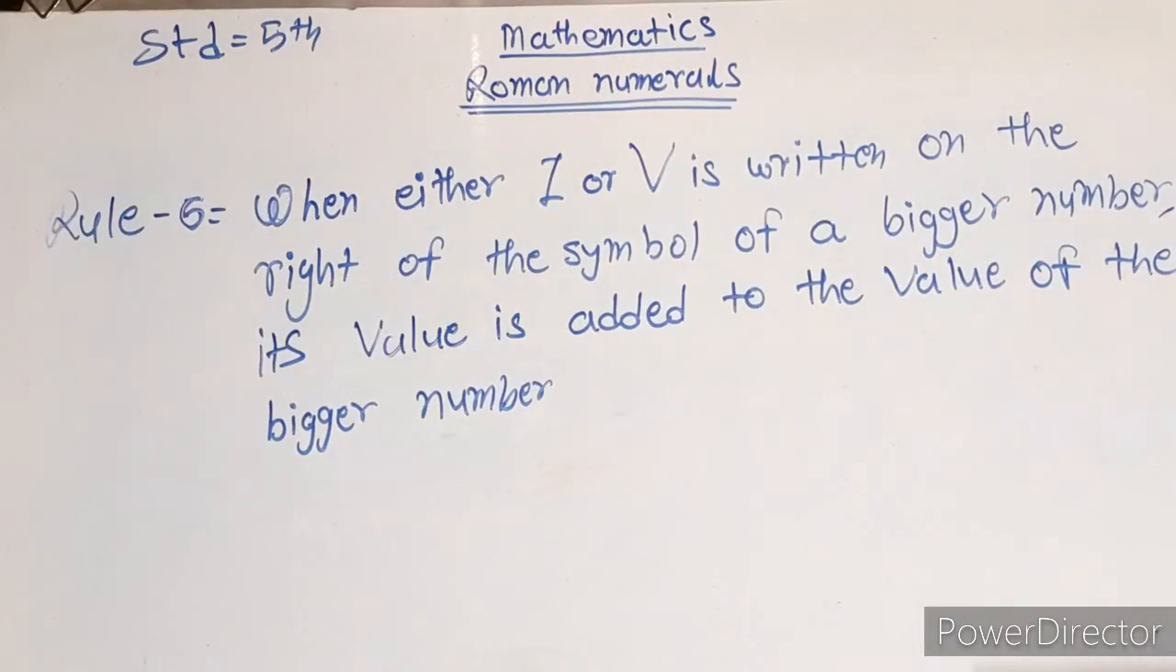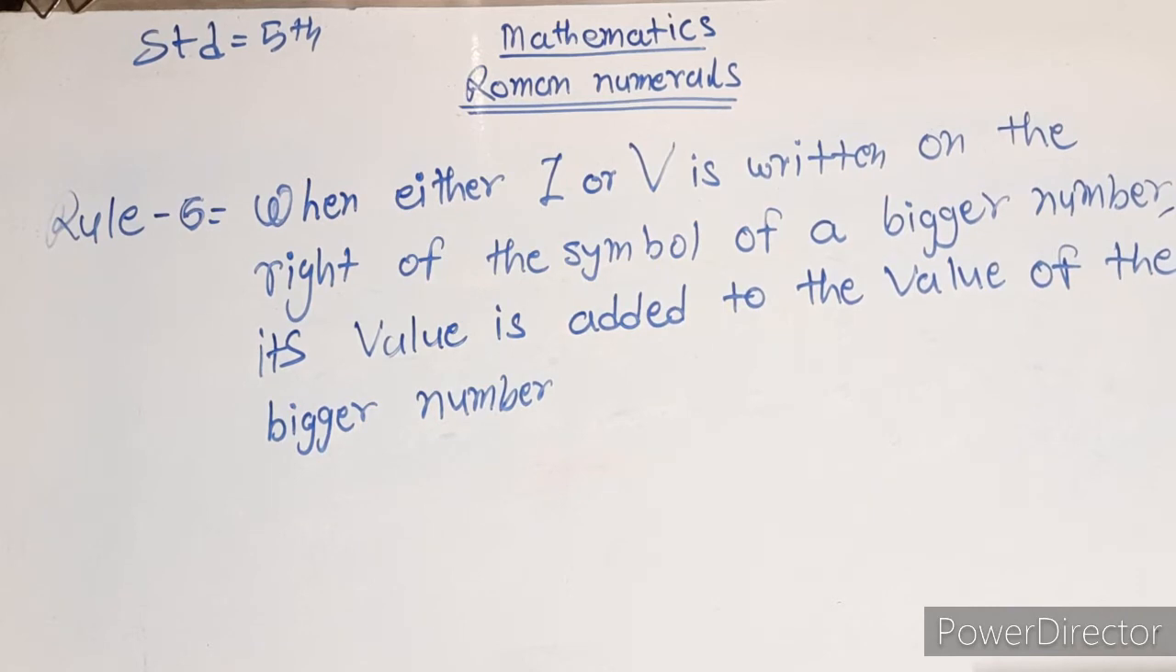Rule number 6. When either I or V is written on the right of the symbol of bigger value, its value is added to the value of the bigger number. Now it is the addition case. The smaller value symbol written after the greater value symbol, their sum they make.